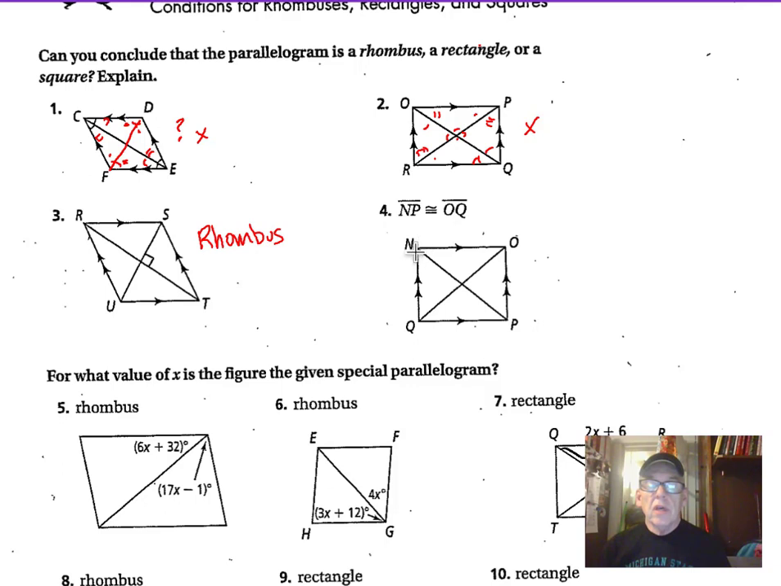Let's look here. NP is congruent to OQ, so this segment is congruent to this segment. It doesn't say anything about them bisecting each other, but the diagonals are congruent, and it's a parallelogram. This is probably a rectangle, even though they don't have the right angle marked.